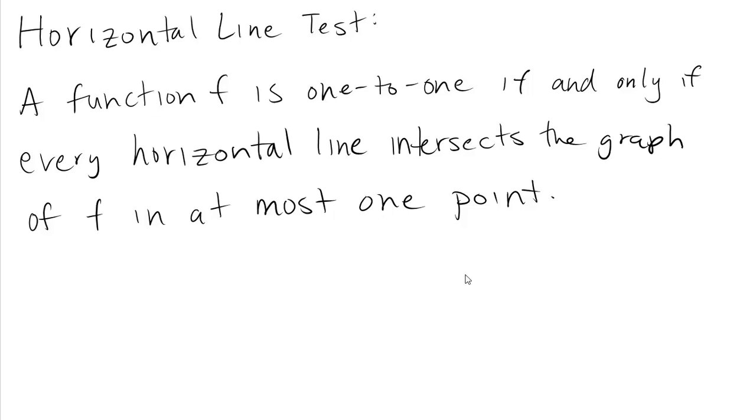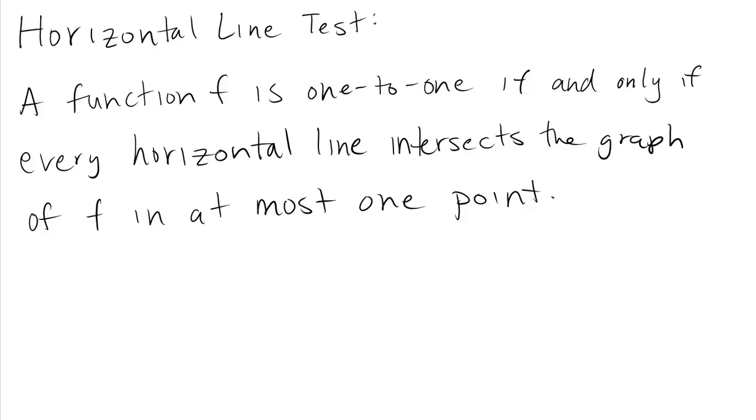The idea here is that on a horizontal line, all of the y-coordinates are the same. So if there's a horizontal line that touches the graph twice, that's two different x-coordinates that yield the same y-coordinate, two different inputs that yield the same output. That would not be one-to-one. If every horizontal line intersects the graph in at most one point, then you've got a one-to-one function.